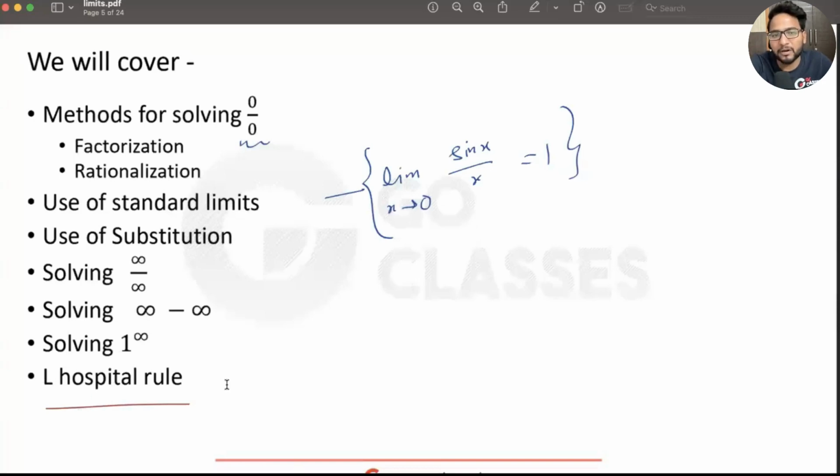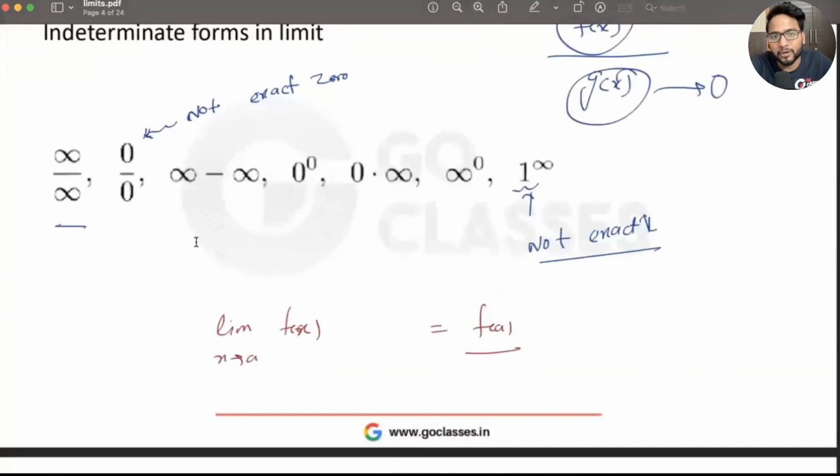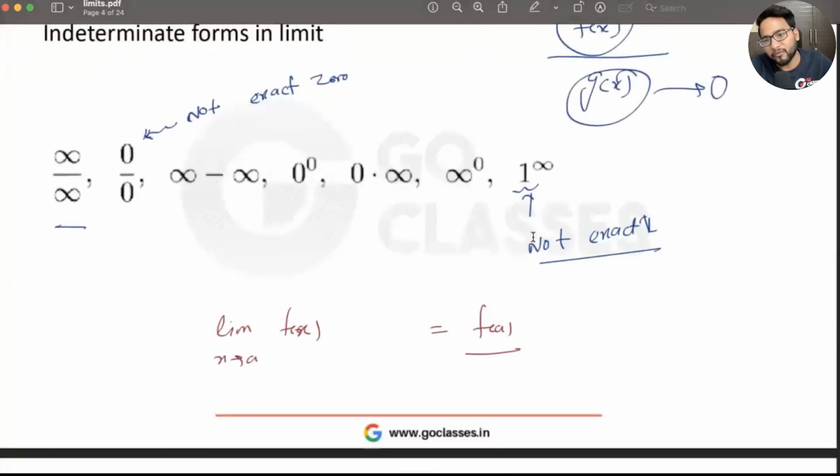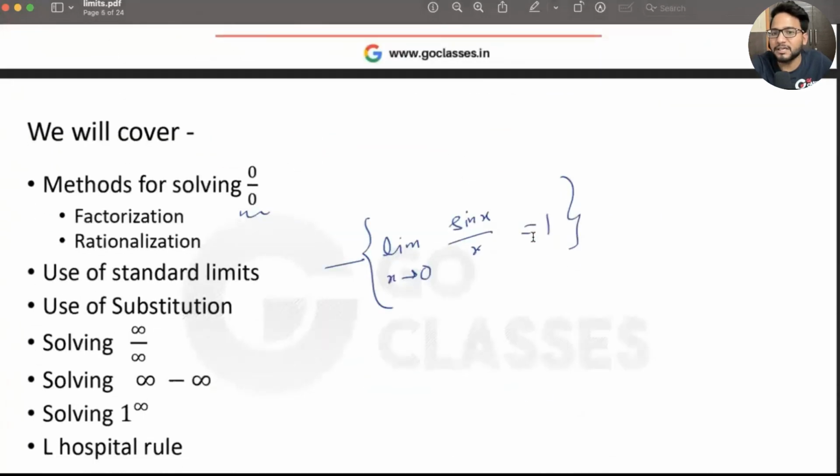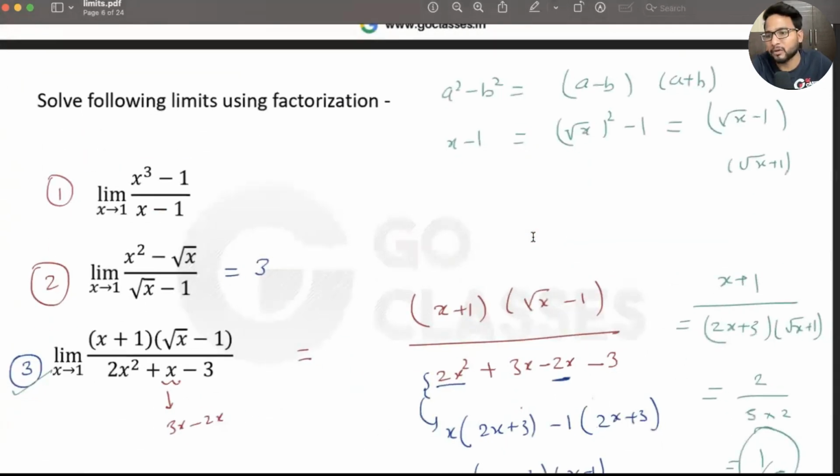So this L'Hopital rule is actually very, very popular, so we will see that. Now, as I told you, these are a few forms, and there are a few methods to solve them. So let's just see a few of the examples. I will quickly go through the notes, and then we will be solving new examples in today's class.